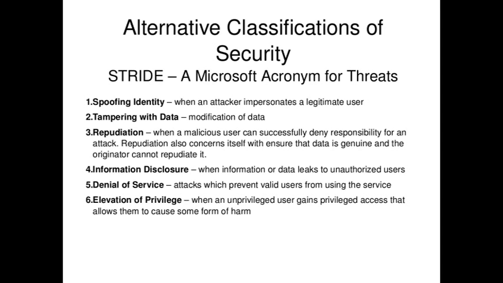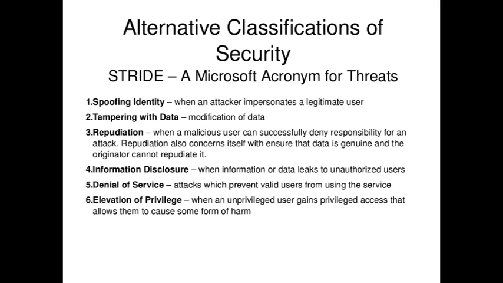This area also concerns itself with ensuring that data is genuine and cannot be repudiated by the person who originated it, which in this case would be like if I submitted a credit card payment to an online service. Then I don't want you to be able to say that, no, I didn't actually do that, so I want to have a way to trace back to you that you submitted that. The next one is information disclosure, which is when information or data leaks to unauthorized users.